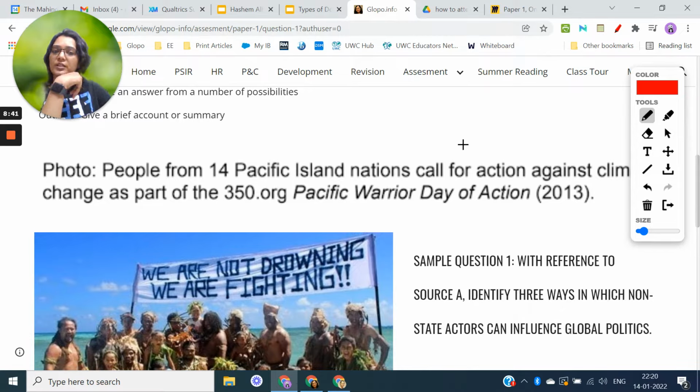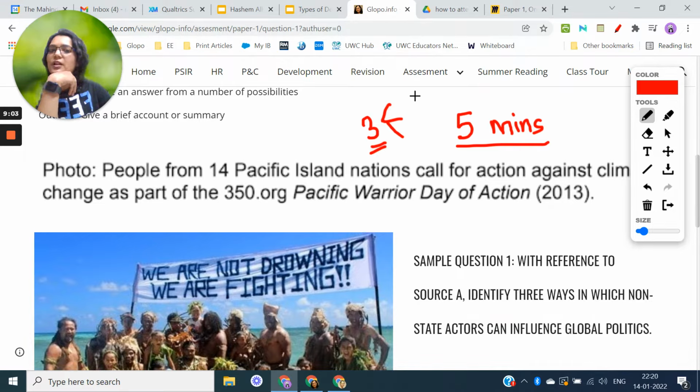And how much time does one need to dedicate to write the answer? This is 5 minutes. Do not give more than 5 minutes, because this may look like a very easy question and you may tend to give more time to it. Don't do that, because this is of 3 marks. And in case you write 3 clear points for this question, you score 3 on 3.